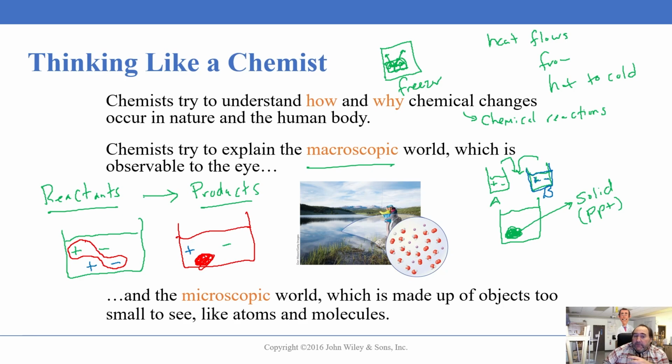So a lot of times there are signs that we could see with our naked eye of, oh, something happened here. But a lot of times in chemistry, there's a lot of things that we cannot see, like those ions still floating around as a result of that reaction.